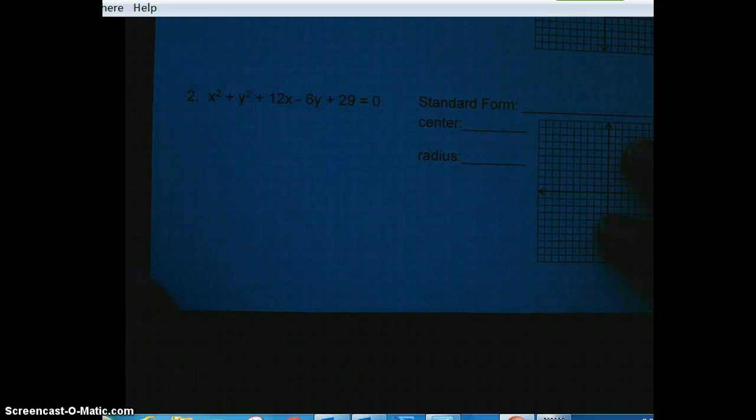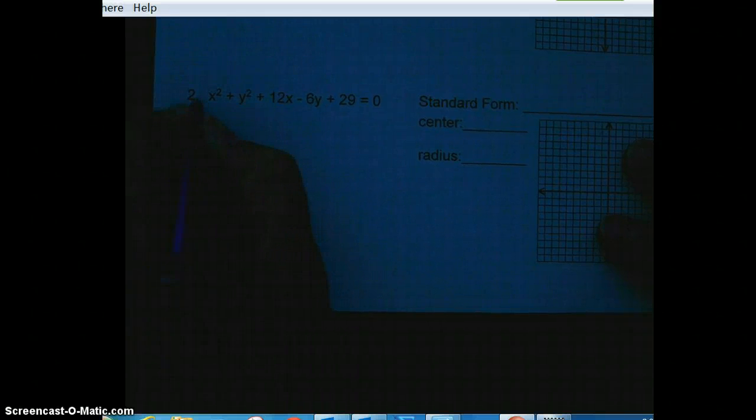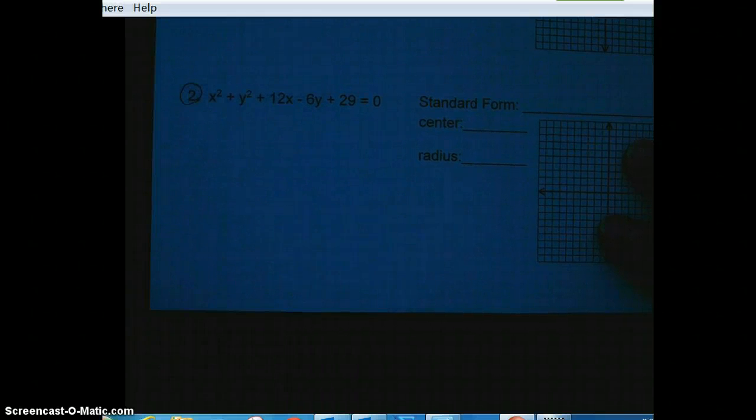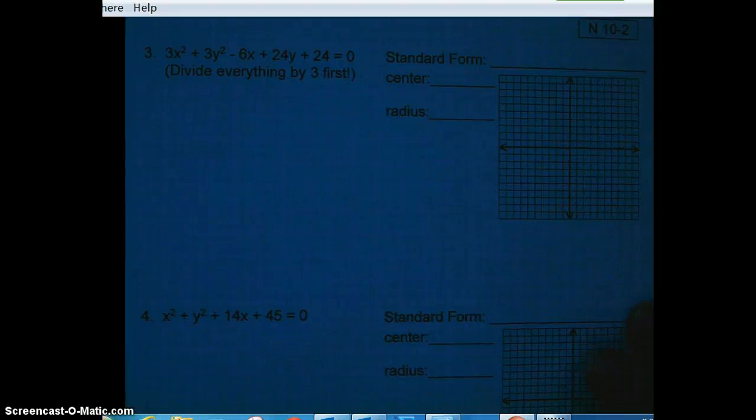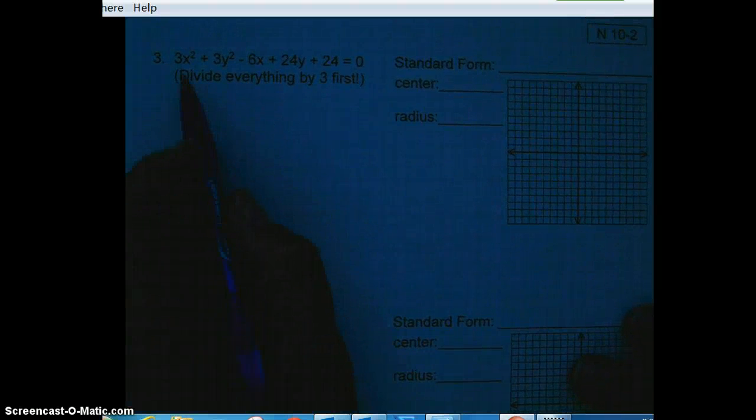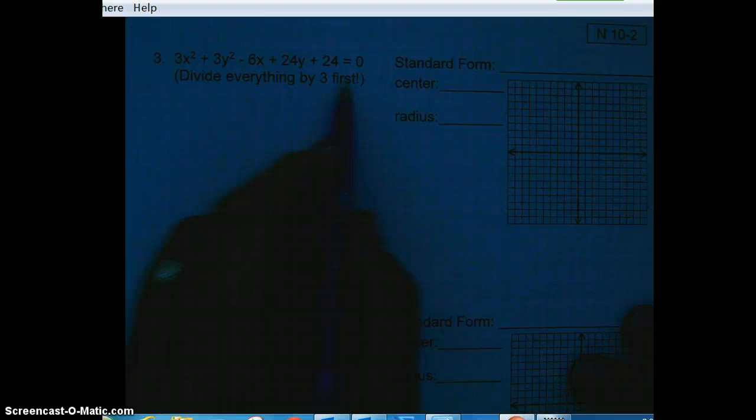Why don't you try this one? Let's move on to the back. Number 3. Notice it says divide everything by 3 first. Can you see why we would want to do this?